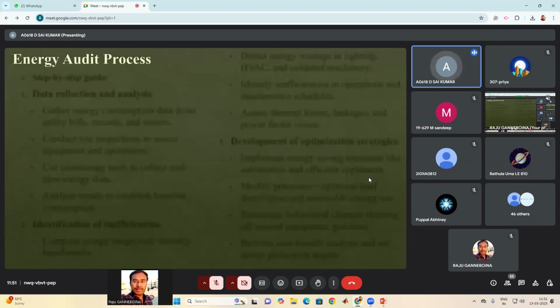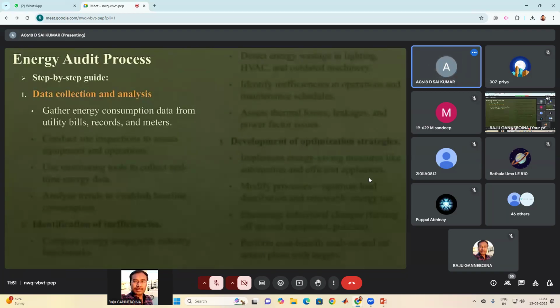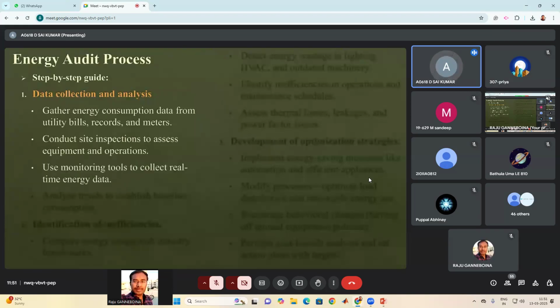Coming to the next slide, the energy audit process, how it goes on, we'll see in a step-by-step guide, where data collection and analysis take place. We first gather energy consumption data from utility bills, records and meters, and conduct site inspections to assess equipment and operations. Then we use monitoring tools to collect real-time energy data. Then we go for analysis, which establishes baseline consumption.